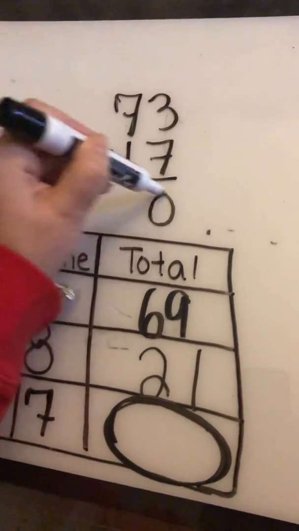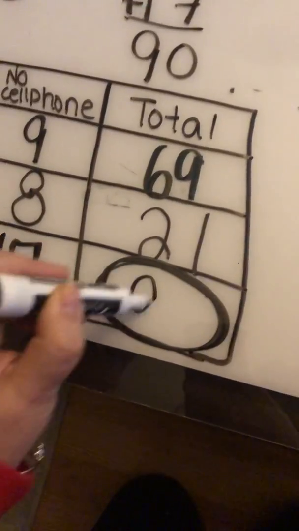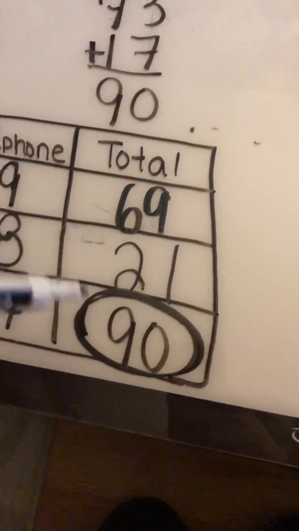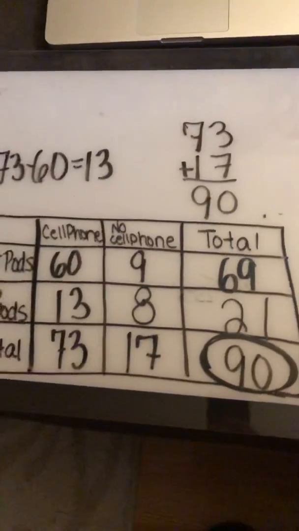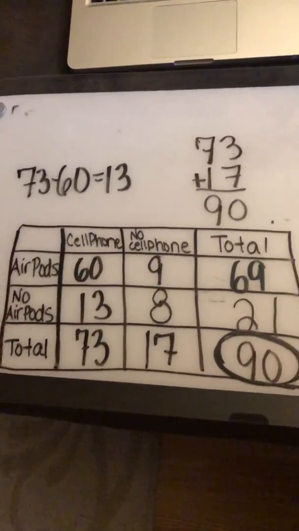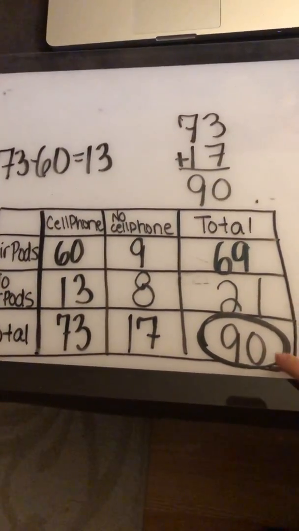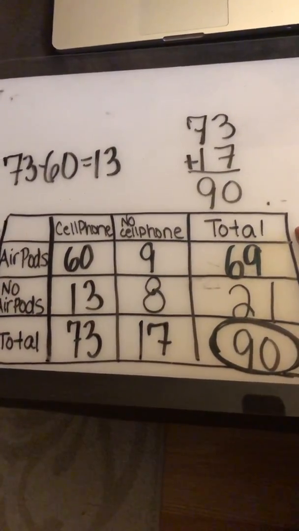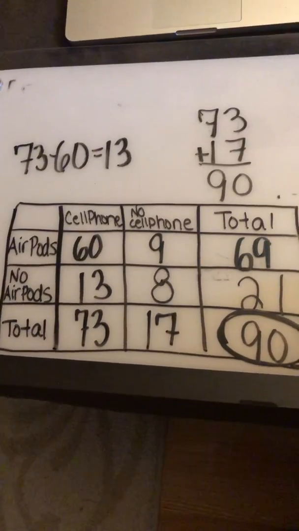That's going to give us an answer of 90. Let's check this out. 69 plus 21 will also give us an answer of 90. So the total amount of students surveyed for this data was 90 students total. 69 of them own AirPods. 21 of them do not.